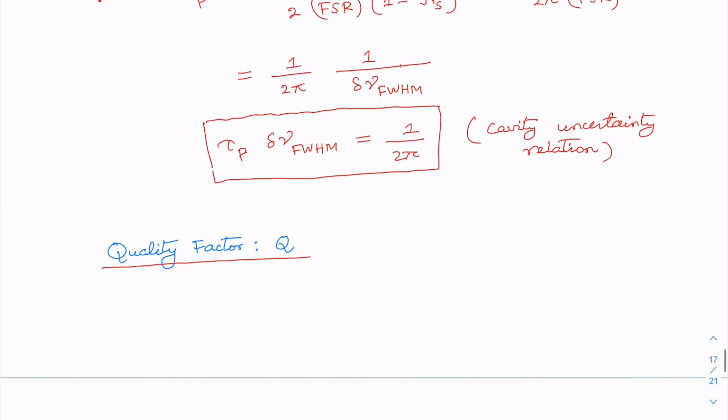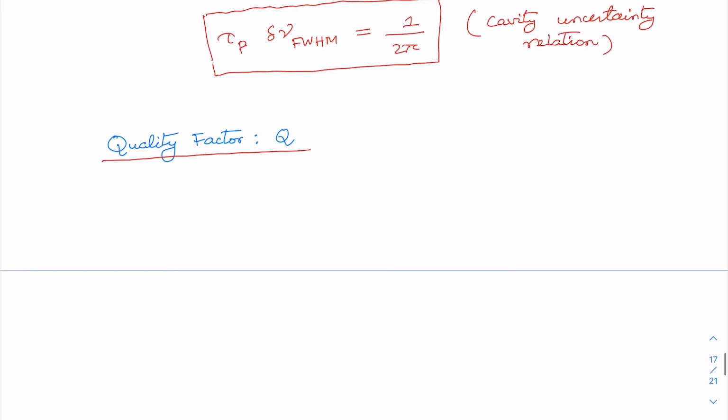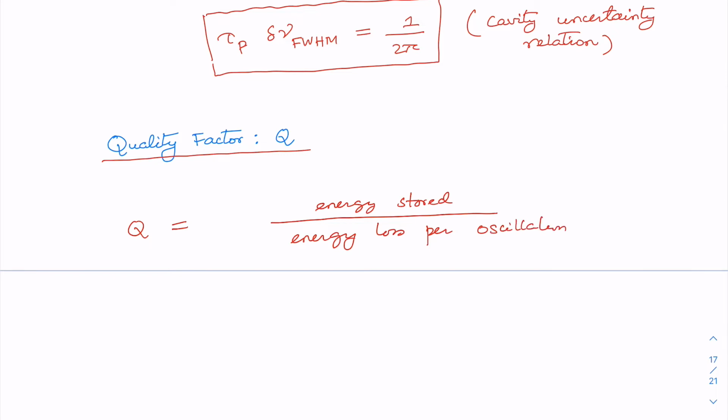I think all of you know how the quality factor of an oscillator is defined. It is the ratio between the energy stored and the energy loss per oscillation cycle, multiplied by a factor of 2 pi. And in cavity optomechanics, we need a cavity with a high quality factor, because the higher the quality factor, the higher would be the number of oscillations of the photon inside the cavity.